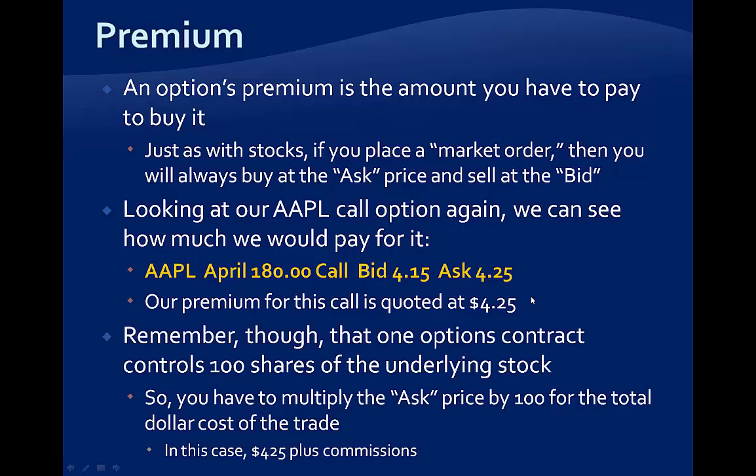Now remember, one option contract controls 100 shares of the stock. So you have to multiply whatever this option price quote is by 100, because we bought one contract controlling 100 shares. So that an option quoted at 4.25 is worth $425 per contract. The simple and easy way to think about this in your mind is if you just drop the decimal point.